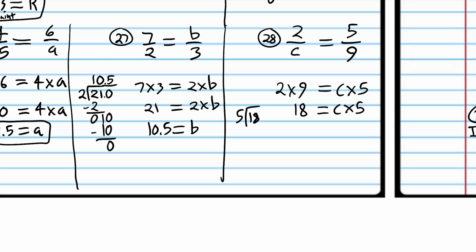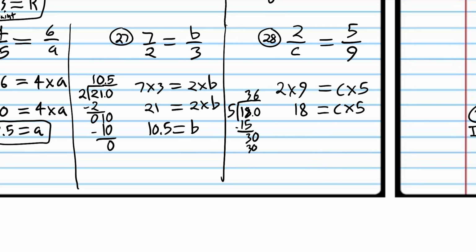5 doesn't go into 1, but it does go into 18 3 times, and notice the 3 is above the last digit of the number that I divided into. 3 times 5 is 15. 18 minus 15 is 3. So we have a remainder. We have to keep going, bring down a 0. Let me move this stuff over. And 5 goes into 30 exactly 6 times. 5 times 6 is 30. 30 minus 30 is 0.